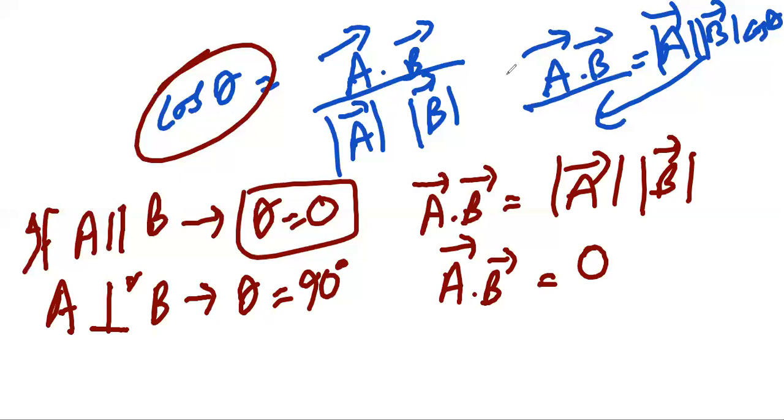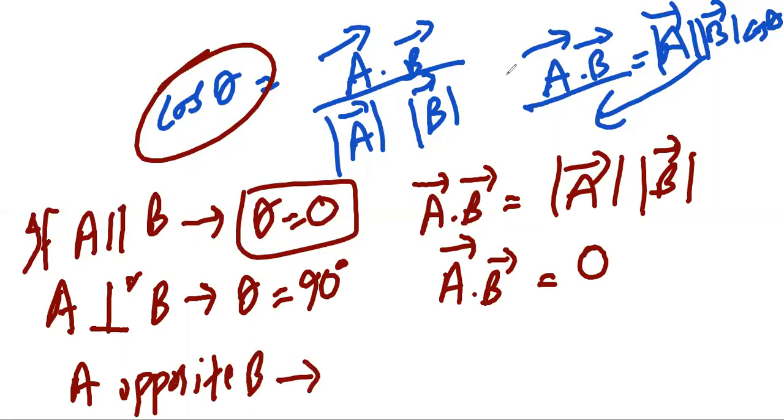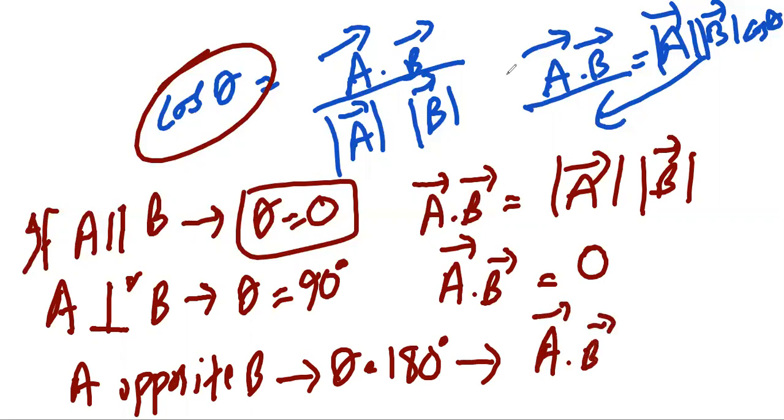And when both the vectors are anti-parallel or opposite to each other, I am writing A opposite to B, then theta is 180 degree, and cos 180 is minus 1. So A dot B is equal to minus magnitude of A and magnitude of B.